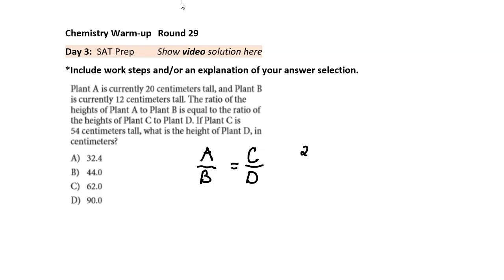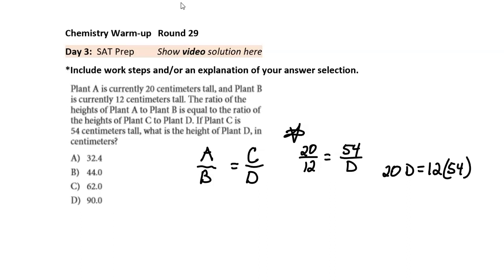Plant A is 20, plant B is 12, plant C is 54, and plant D is unknown. We can leave this as D, we can put an X here, we can put an H there for height, whatever variable you want. This sort of equation is called a proportion, and there are lots of ways to solve this. One technique is called cross multiplication. 20 times the D will be equal to 12 times the 54.